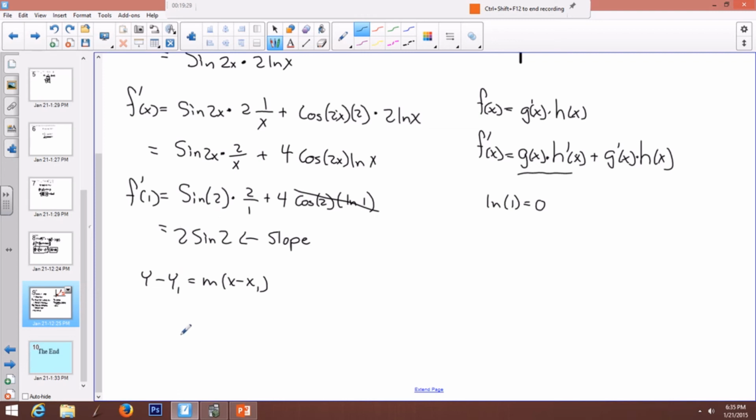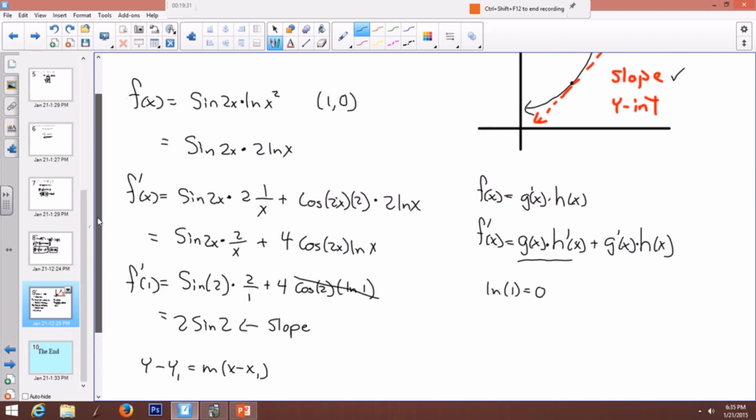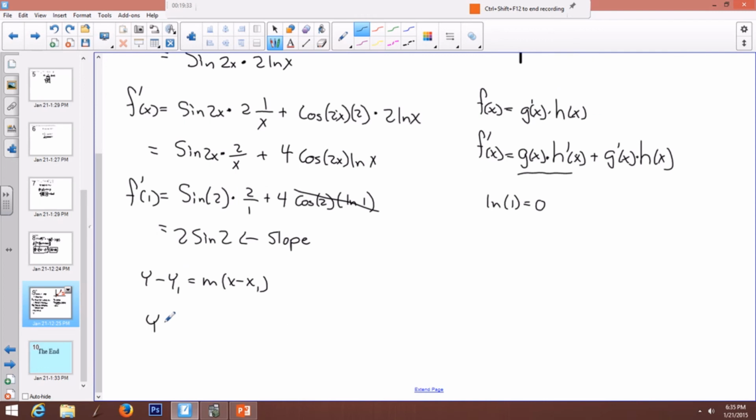We won't put it as a decimal. So since y1 is 0, we can say y is equal to 2 sine 2 is the slope, and then x minus 1, and we will call that our linear equation and be done with it. And that's a usable function. Your calculator, remember, this 2 is in radians, and just to be safe, that's not a degree measure. Just trying to make sure you do that.